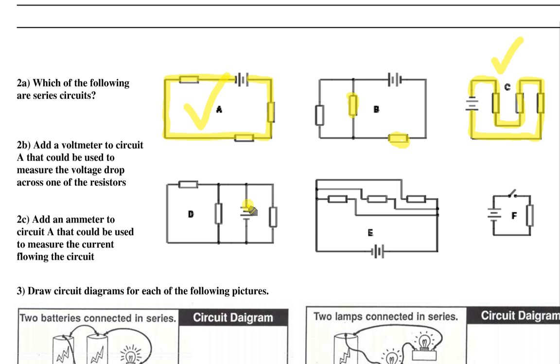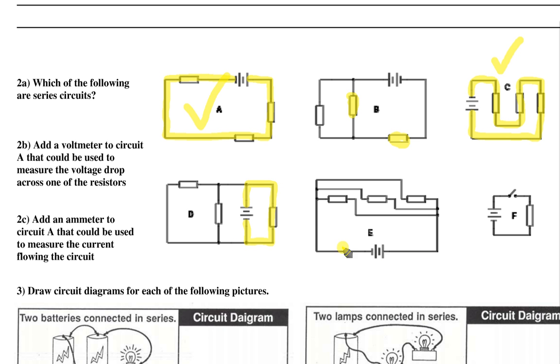Okay, so if we look at D here, we can come out of the battery and I could go around this way. Alright, so we've got a loop there, but I've got an alternative loop. I could go through the other way. I could go through this one or through this long way here. And so this is not a series circuit.